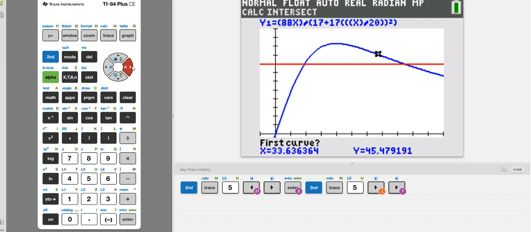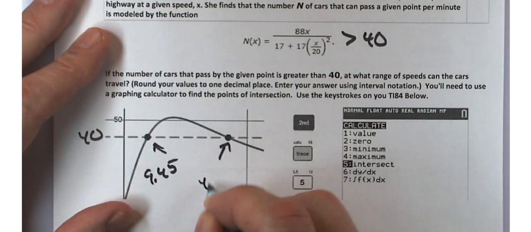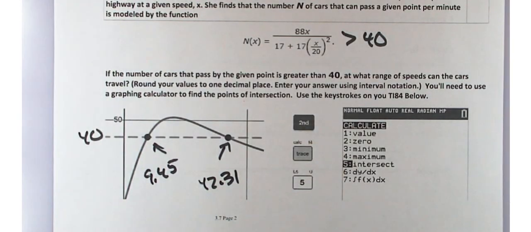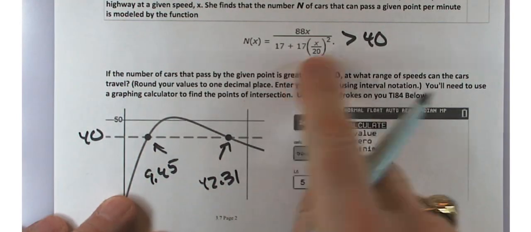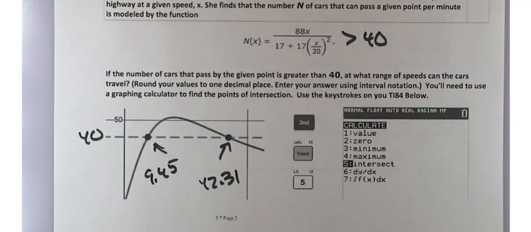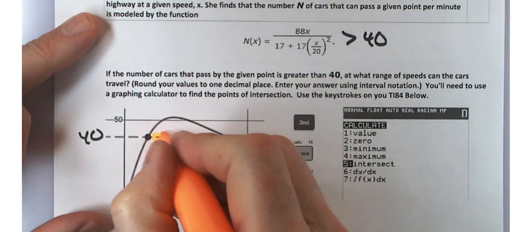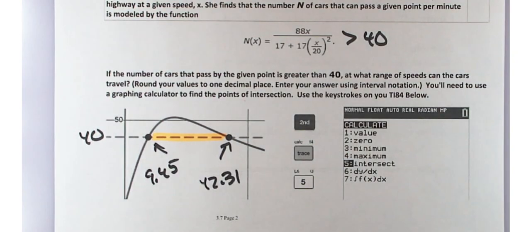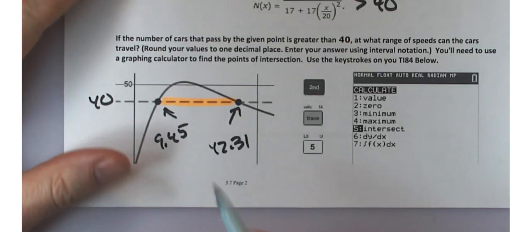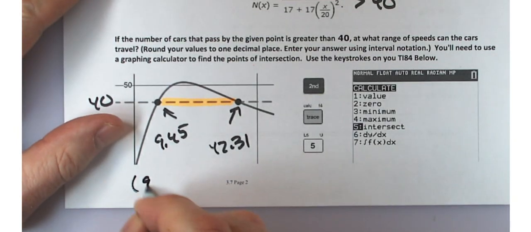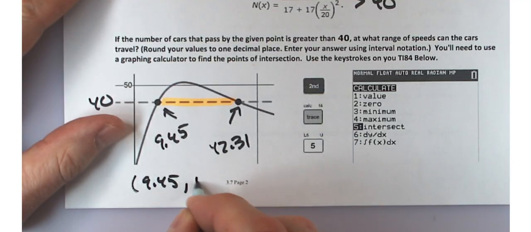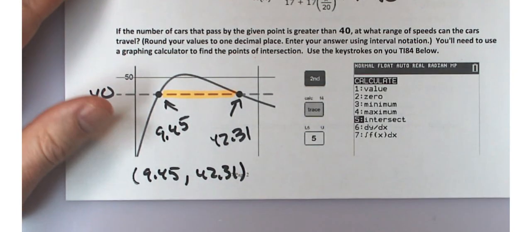Okay, so let's take a look here to finish this off. Press enter, enter, enter. I get 42.31. That's the other point. 42.31. This is going to be greater than 40 in this interval. So if I want to write that interval in interval notation, it's going to be 9.45 to 42.31. And that's it.